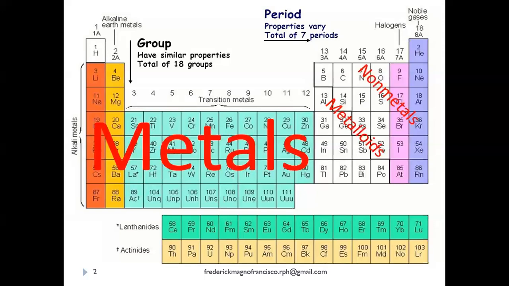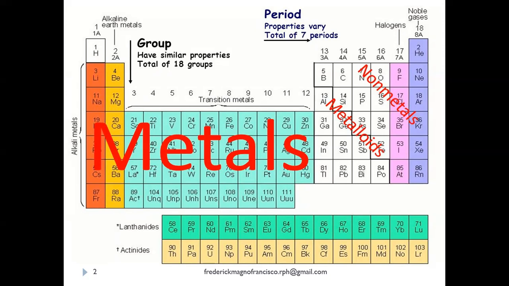The figure shows the modern periodic table, in which the elements are arranged by atomic number in horizontal rows called periods and in vertical columns known as groups or families, according to similarities in their chemical properties. The elements can be divided into three categories: metals, nonmetals, and metalloids.